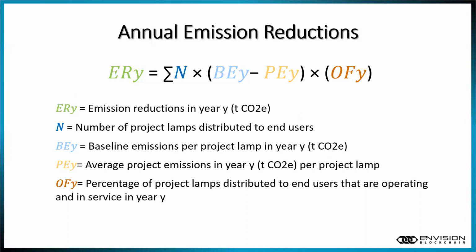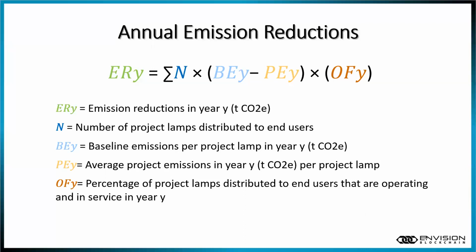In dark blue, we have the number of project lamps distributed to end users. In light blue, we have the baseline emissions per project lamp. Then in light orange, we have an average project emission per project lamp. Then in dark orange, we have the percentage of project lamps distributed and that are in operation. So keep in mind that all of these are in respect to the year that you will be calculating for.